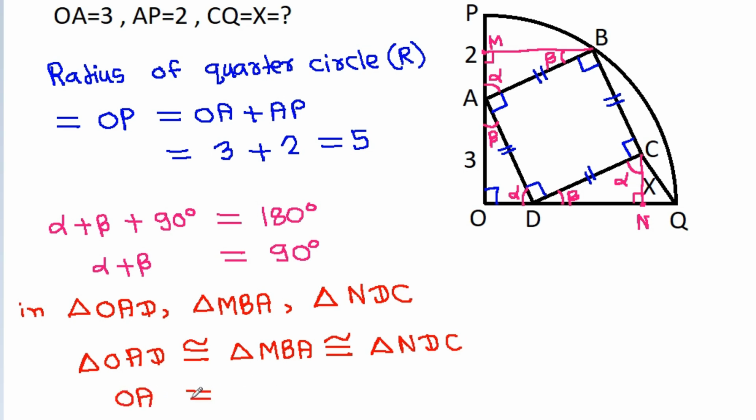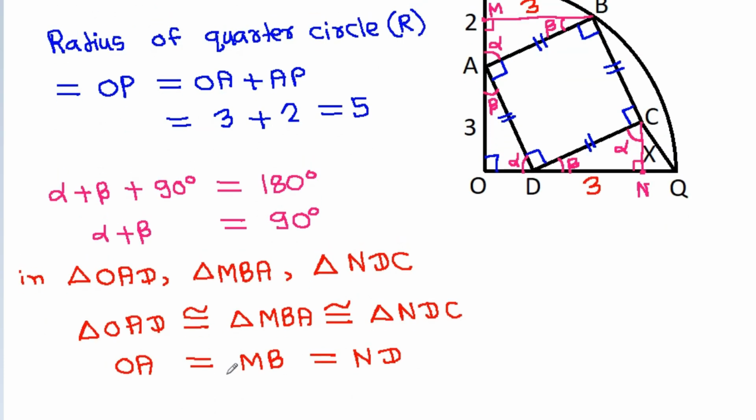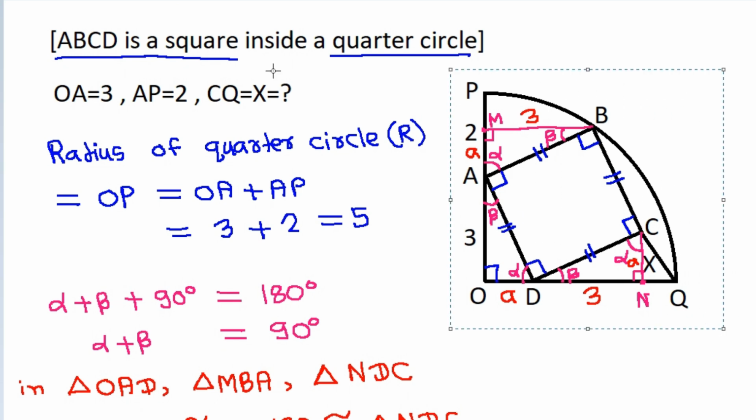So OA will be equal to MB, equal to ND, and OA is 3, so MB will be 3 and ND will be 3. And also OD will be equal to MA, equal to NC. Suppose OD is A, MA is A, and CN is A.